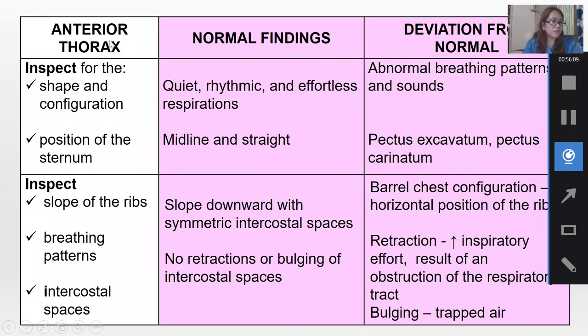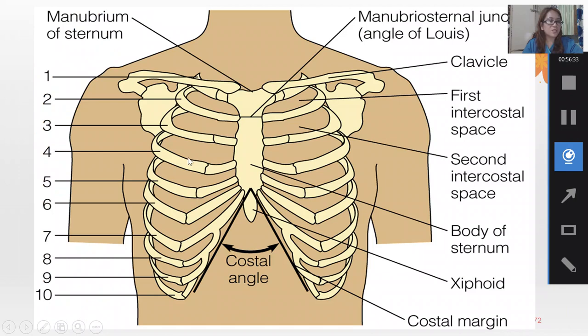So anterior thorax, again, ulit-ulit tayo, shape and configuration, you inspect for that. It should be quiet, rhythmic, and effortless respirations. Posterior sternum should be in the midline. Okay, slope of the ribs, symmetric, the breathing patterns, intercostal spaces, yan. What else? And so on and so forth.